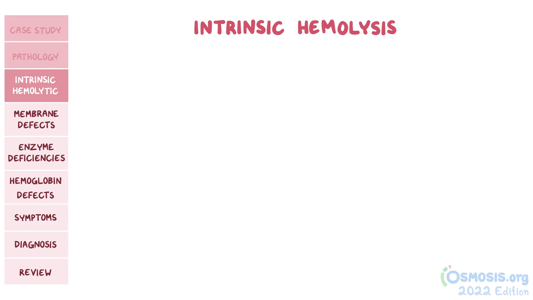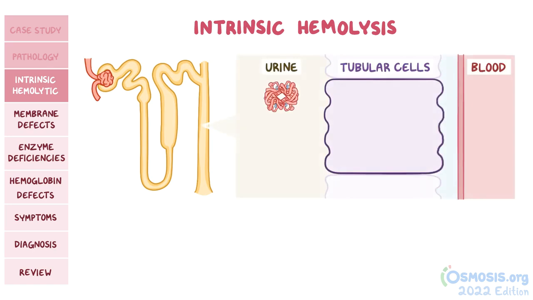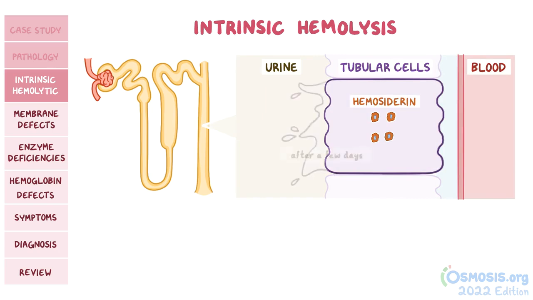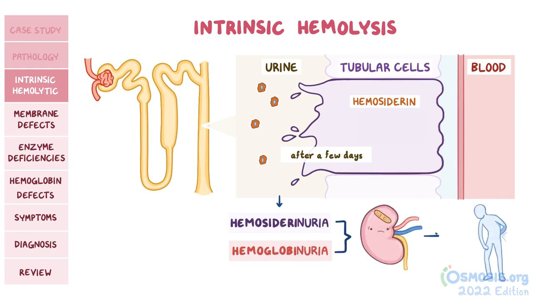Now, when hemoglobin is inside the renal tubules, the cells lining the renal tubules reabsorb hemoglobin. The heme component of hemoglobin contains iron, which is stored as hemosiderin in tubular cells, and after a few days, when tubular cells slough into urine, there is hemosiderinuria. Hemoglobinuria and hemosiderinuria can damage the kidneys, causing back pain.